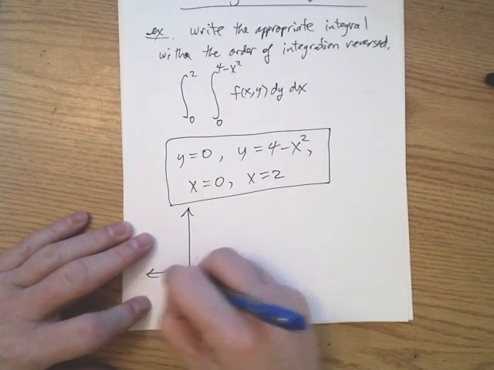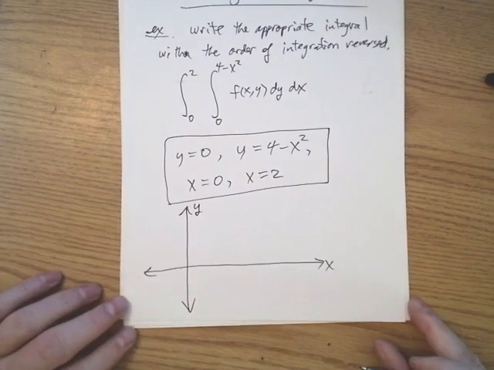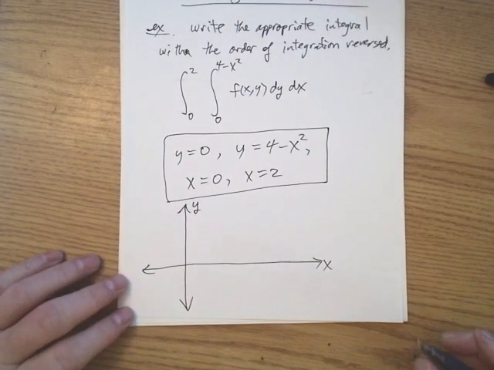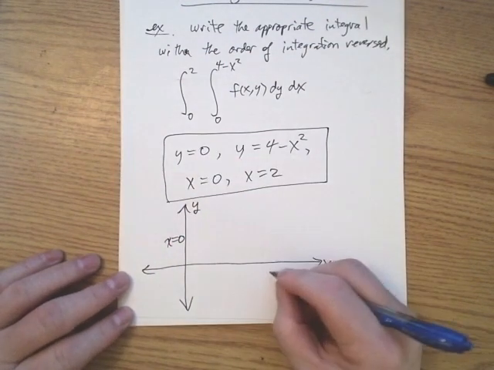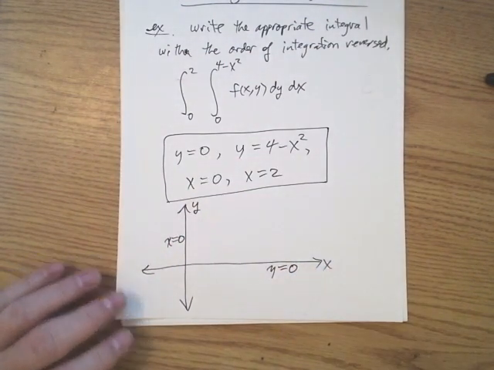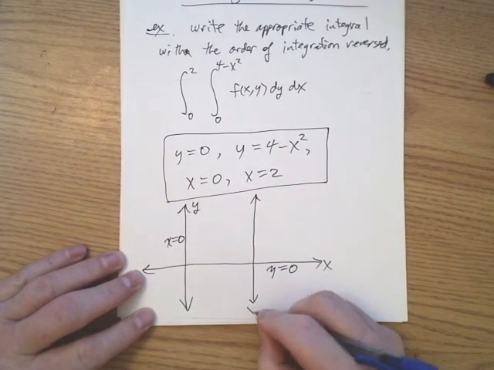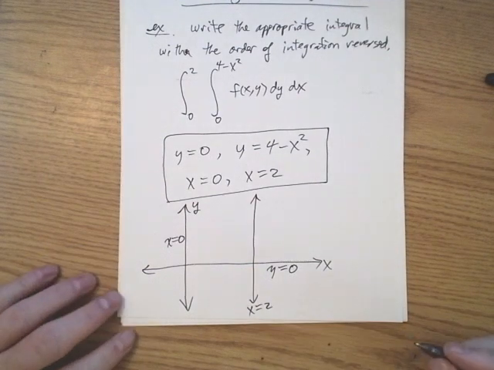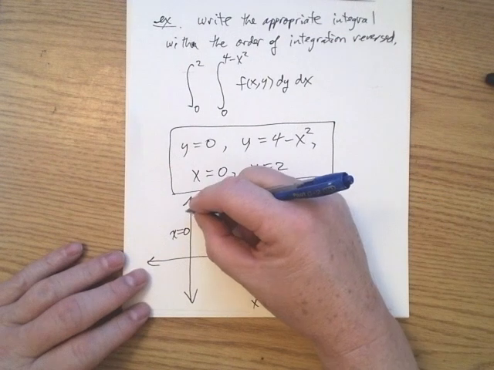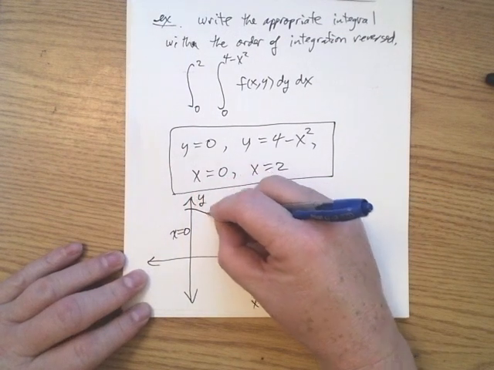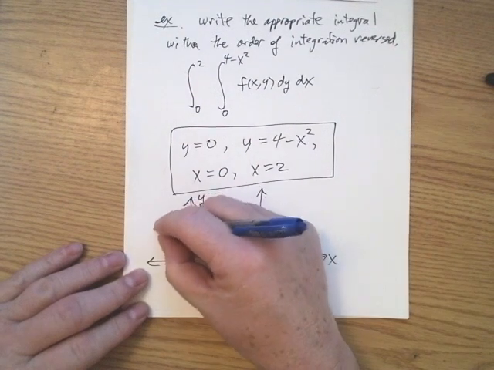So suppose I have the xy plane here, and I'm going to graph these. I will go with x equals 0, that's just the y-axis. Y equals 0, that's the x-axis. X equals 2, that would be this vertical line. And then the parabola, y equals 4 minus x squared. This looks kind of bad, but it would be a parabola going down like this, right?